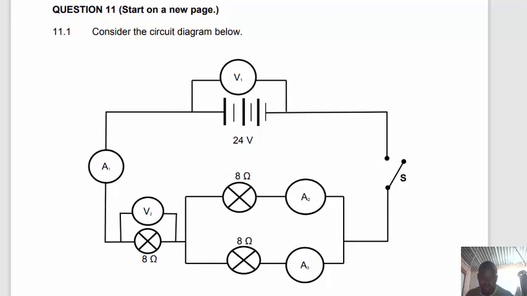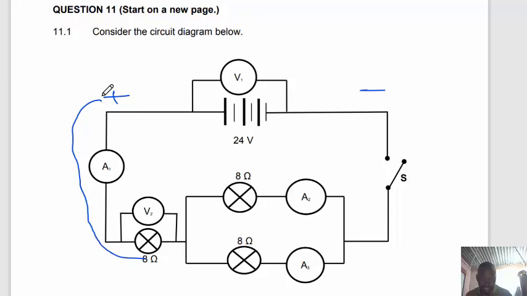So as it moves from positive, it has a normal series. It's a normal series until it gets here where it's divided into a parallel form. So this is your conventional, this is your electrons, right? And the switch is open here.